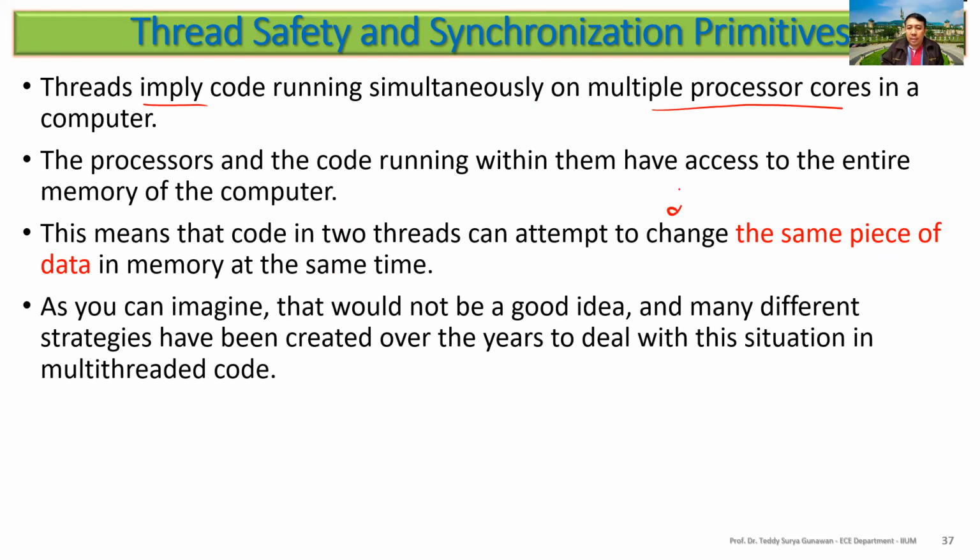The data race. This is the problem of data race, because two or more threads can attempt to change the same piece of data in memory at the same time. So you have a data race here.